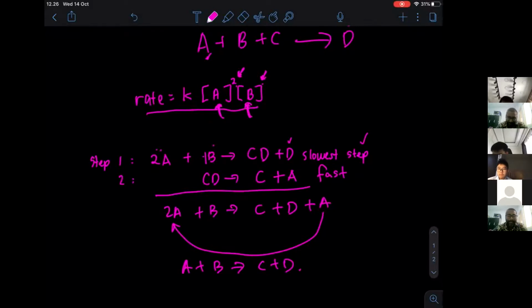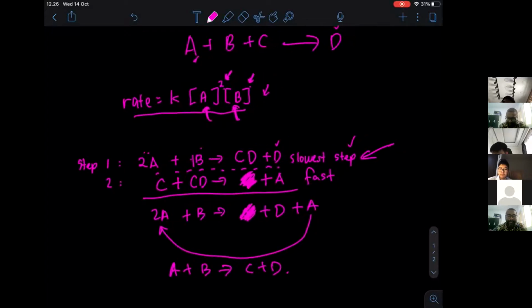Here you see C is not in the rate equation. So C should not come in your slower step. You can see there is no C. So C must only come at the fast step. So you cancel this. This is going to be another way to tell.